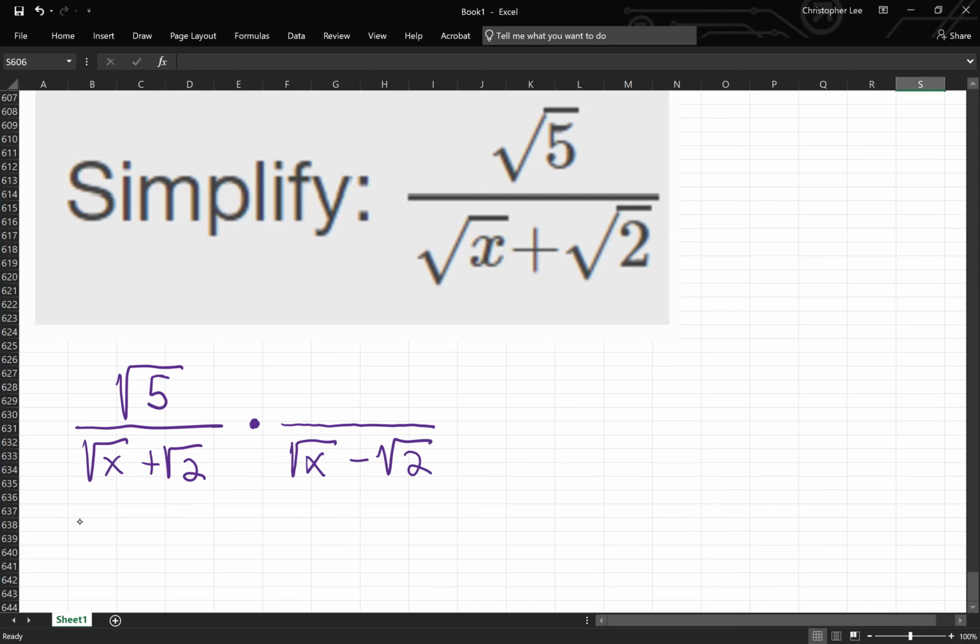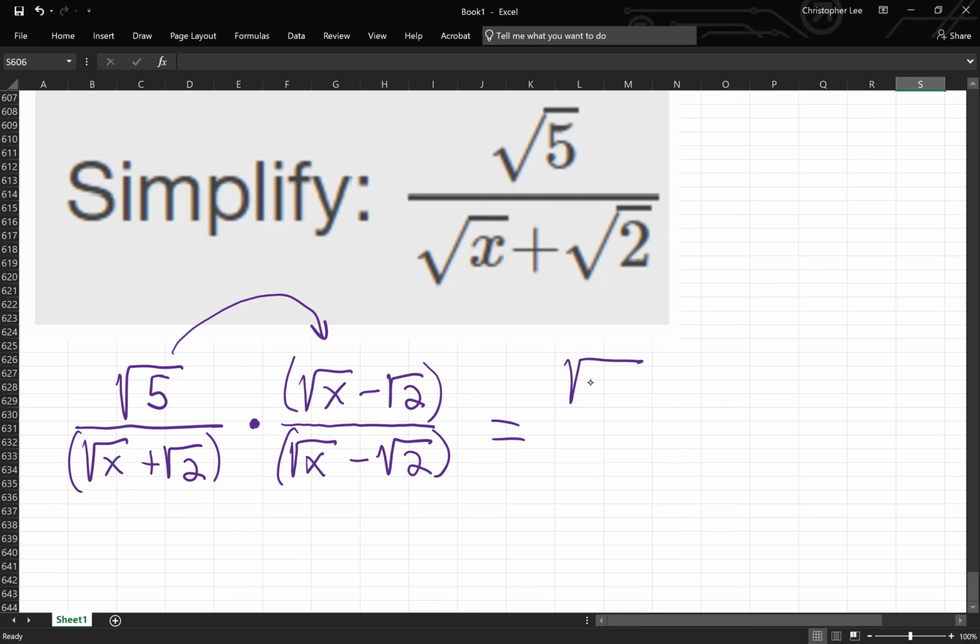But here's the hard part. What you do to the bottom, you gotta do to the top, right? So same thing. Square root x minus square root two. After that, just a little distribution and we good. Right? Distribute this. Square root 5 times square root x is square root what? 5x. Very good. And then square root 5 times negative square root 2 is what?